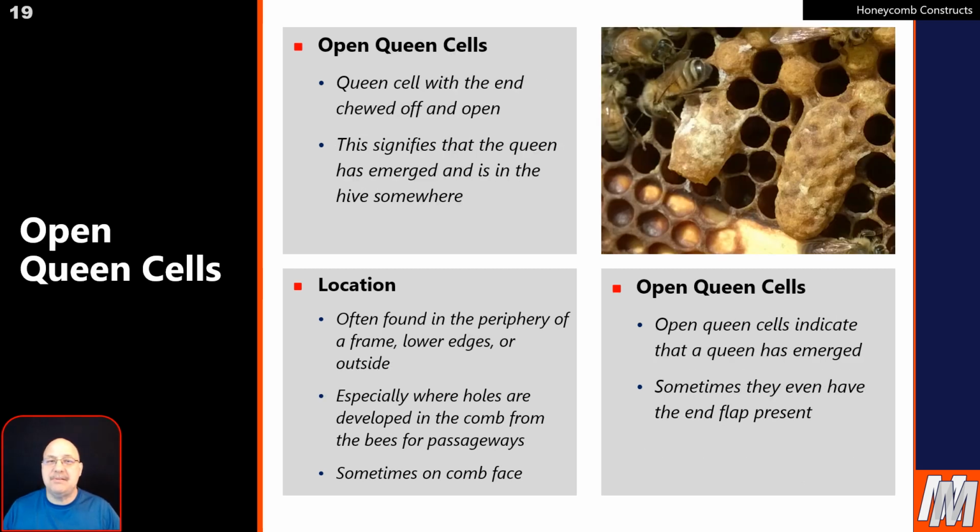There are 2 cells shown in the image. The one on the right is still sealed. The cell on the left is typical of a queen cell from which a queen has emerged. If you see this in your hive, it is likely that you have a virgin queen somewhere on the honeycomb.